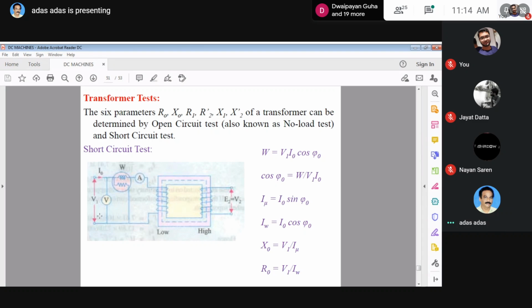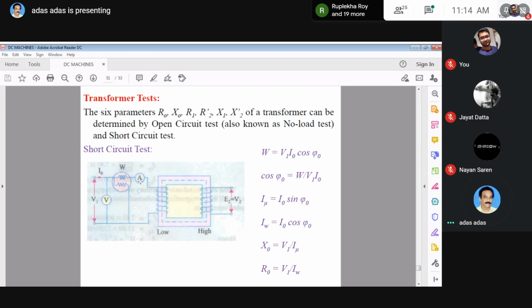Now connect the circuit with the auto transformer, or Variac. You have to provide the full rated voltage, that is, V1 is the rated voltage. So apply the rated input voltage, and at that time record the voltage, current and power. These are for the no load test.